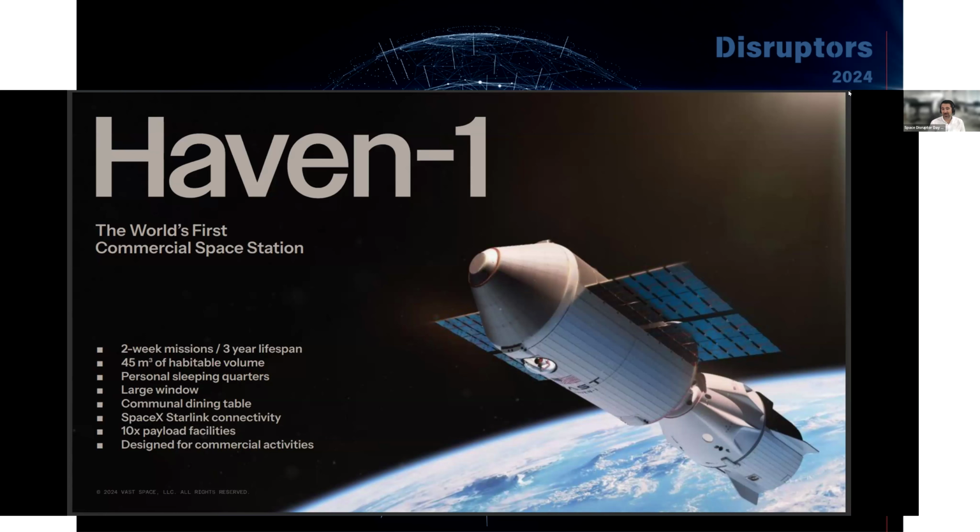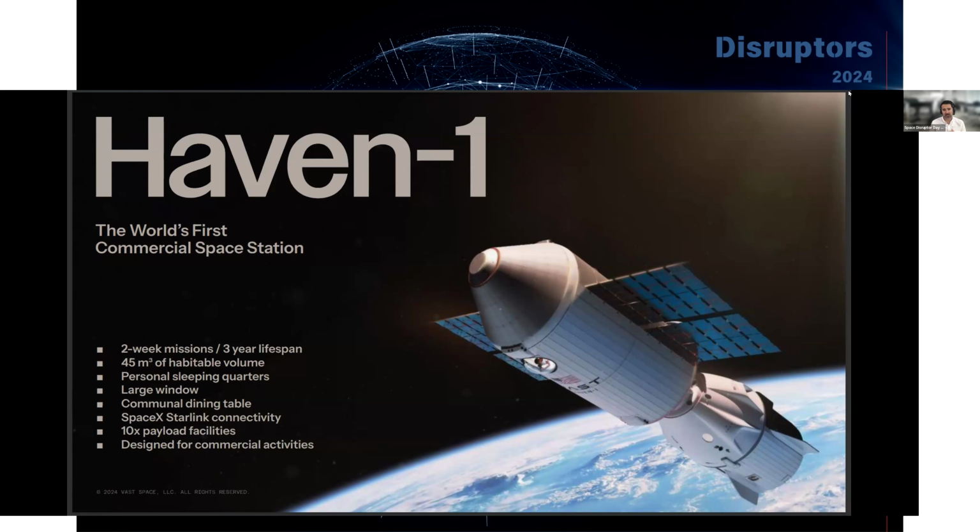With that, Haven 1 will be a single module space station consisting of a 3-year lifespan. And we plan to crew those in 4 individual missions of 10 days each. So approximately, with the ascent and descent with Dragon, about a 2-week mission in total.